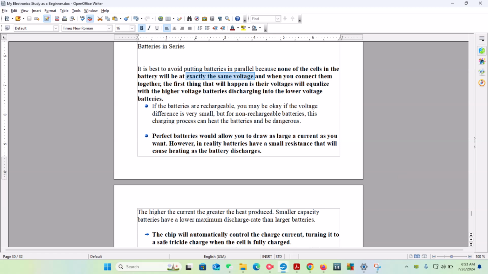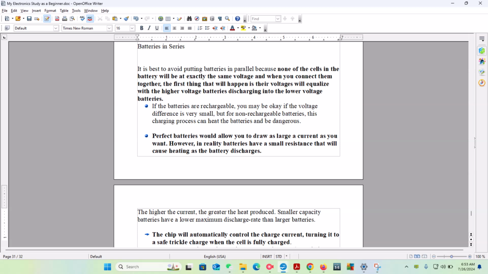The other thing is that perfect batteries allow you to draw as large a current as you want. However, in reality, batteries have a small resistance that will cause heating as the battery discharges. Why? Because the lower the resistance, the more current you're allowing through a circuit. Also consider that the higher the current, the greater the heat produced, as I was just saying. Remember that resistance in a circuit will limit the current flow.